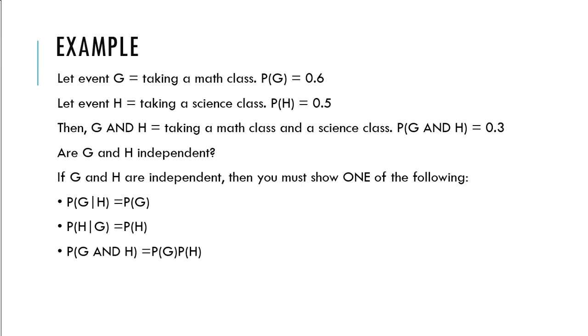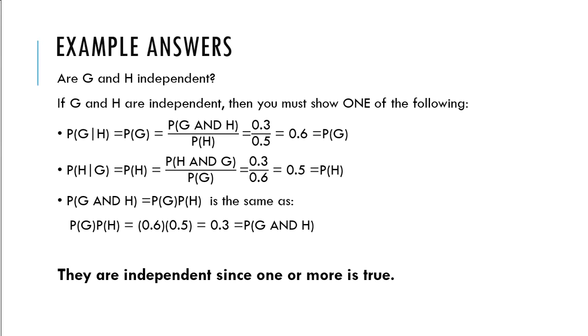How would you know? Well, remember that you have to show that one of the following is true: the probability of G given H equals the probability of G, the probability of H given G equals the probability of H, and the probability of G and H equals the probability of G times the probability of H. So let's look at it. Are G and H independent? You have to show one of the following. The probability of G given H, if I do all the math, I get 0.6. The probability of H given G, I get 0.5. So is the probability of G and H equal to the probability of G times the probability of H? If I do the math, yes, it's true. So they are independent since one or more is true.